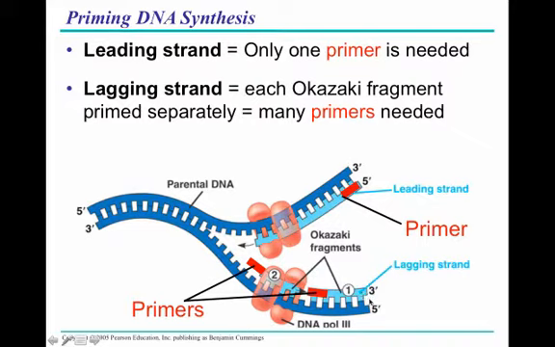This would, of course, be the 3' end of the new molecule, the new DNA. This would be the 5' end. So we can't add nucleotides to the 5' end and start to go toward the fork. We have to add them to the 3' end. So this would be the 3' end of this little primer. So the DNA polymerase 3 can only add nucleotides to this end right here.